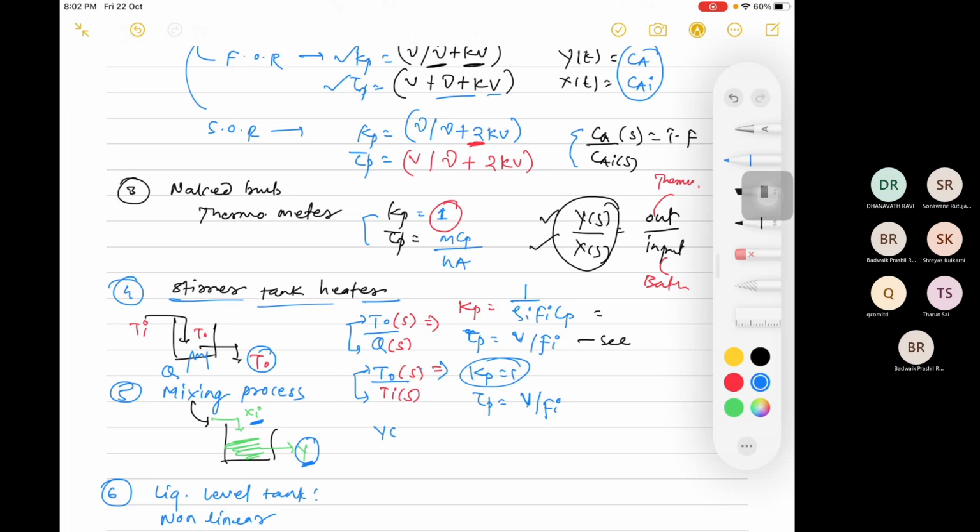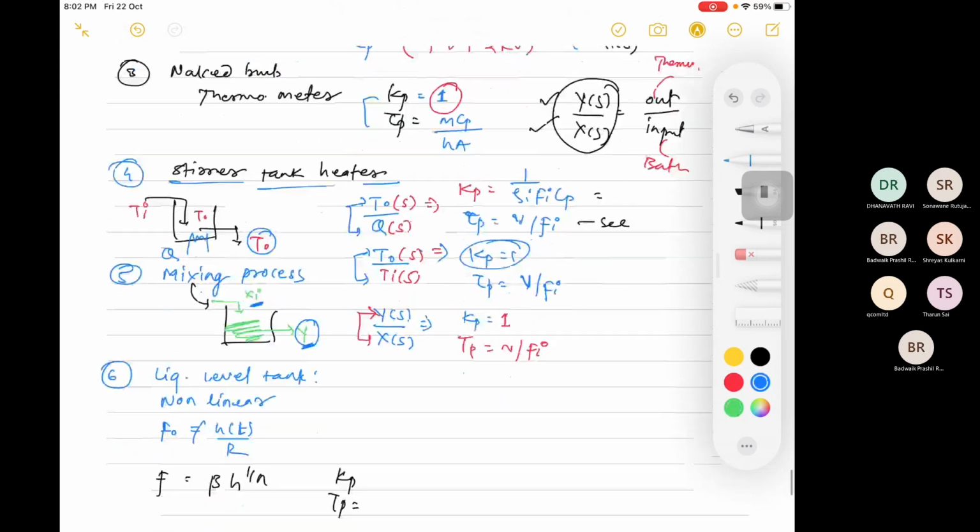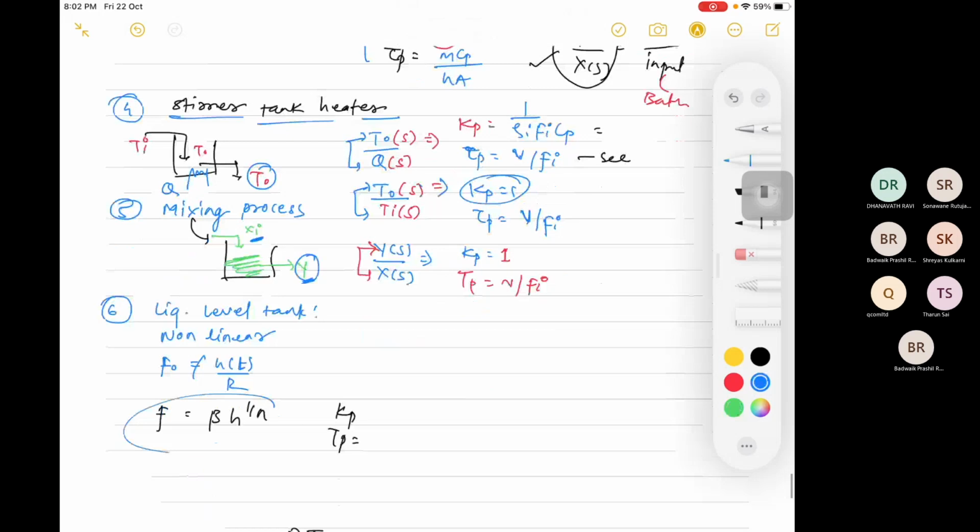So this is outlet concentration upon inlet concentration, and here Kp is what? See, concentration upon concentration, and only one output is there. What is Kp? Kp should be 1. And tau p is what? V divided by Fi. So V is volume, Fi is flow rate. Now this is non-linear dynamics.